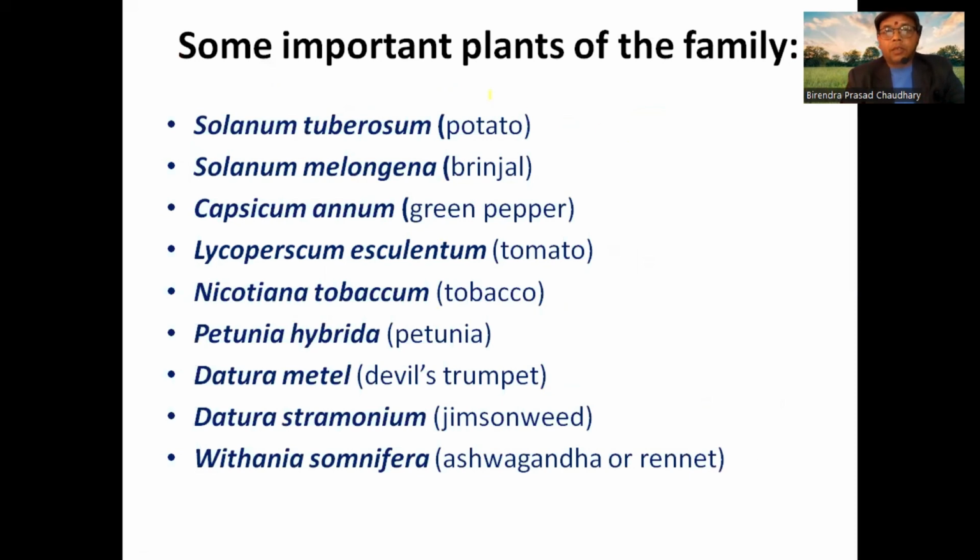Next thing, these are some of the important plants whose scientific names we have to consider. Solanum tuberosum, called potato. Solanum melongena, this is called brinjal. Capsicum annuum, this is called green chili, green peppers. And Lycopersicum esculentum, called tomato. Nicotiana tabacum, this is called tobacco.